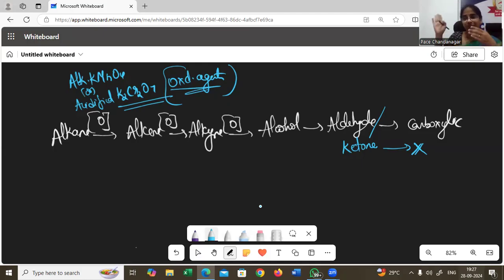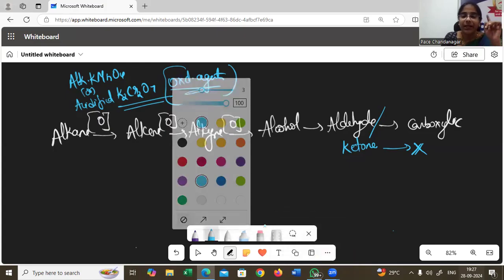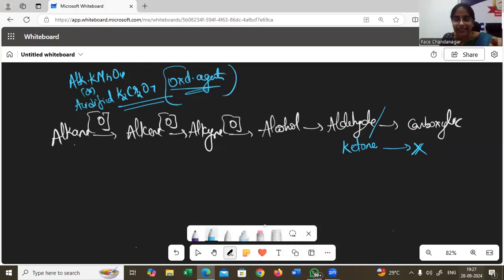It's like a train journey, right? The alkane to alkene, alkene to alkyne, alkyne to alcohol. You just go on, and the final end point is your carboxylic acid. That's your destination, your terminal point. So now, if I do oxidation on alkane, you would get alkene, then alkyne. It goes on like that. And when you do reduction, you turn back and come back. So this is reduction, and then the reducing agent is concentrated H2SO4.